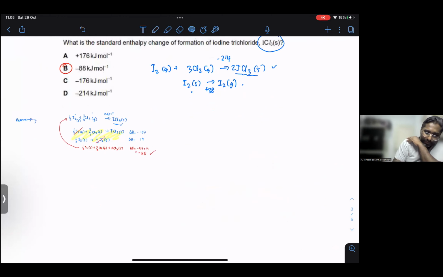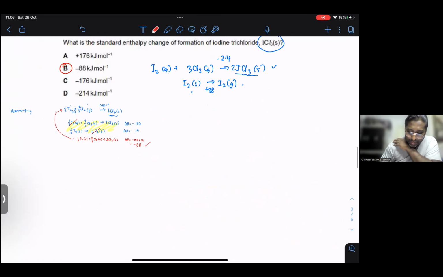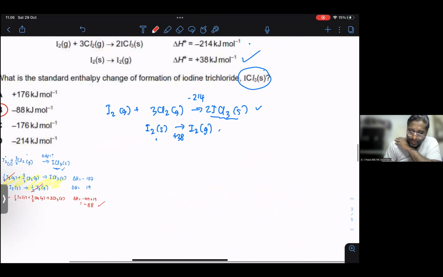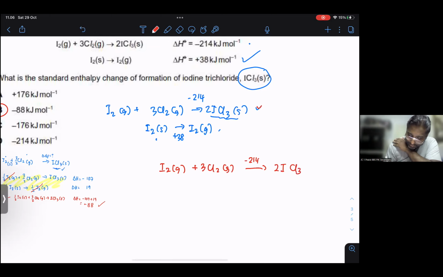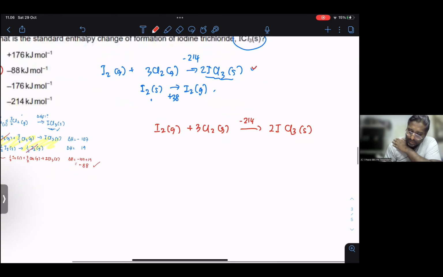Now I have this particular equation, and I want to find the enthalpy change of formation. So what I do is I put the I2 gas with the same equation that I have, plus 3Cl2 gas, and I have this negative 214, 2ICl3 solid. To form this, this is 2 times delta H of formation, which I want to find.